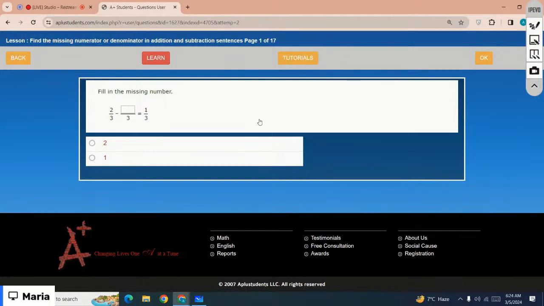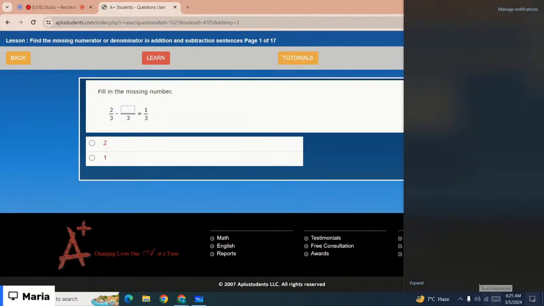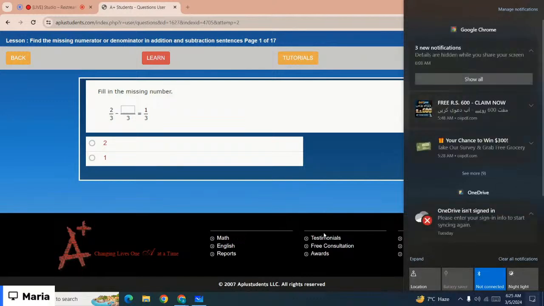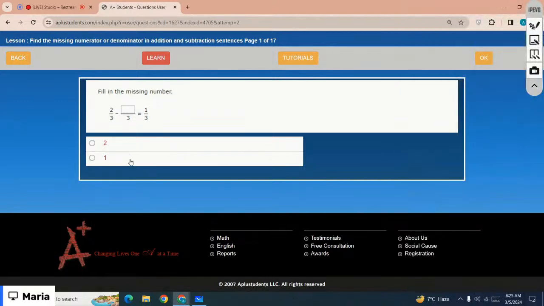Okay, fill in the missing number. So which number is missing? 2 by 3 minus, yes, 2 because they have the same denominators, right? So that means you simply subtract the numerators. So 2 minus 1 is 1. So the missing number here is 1.